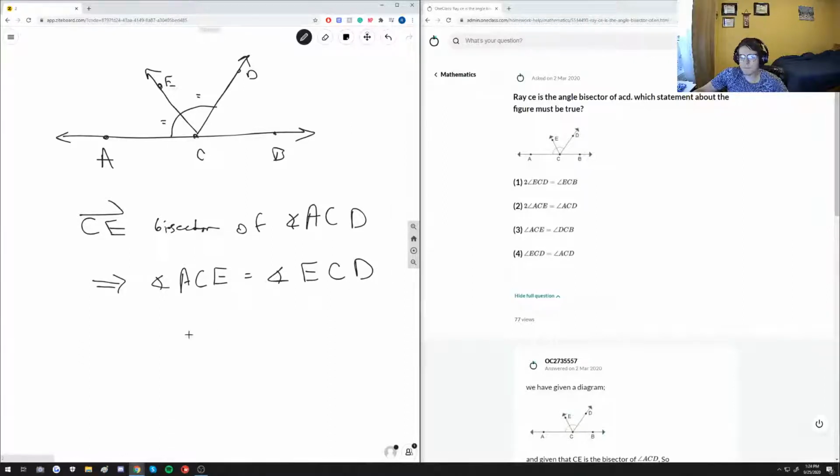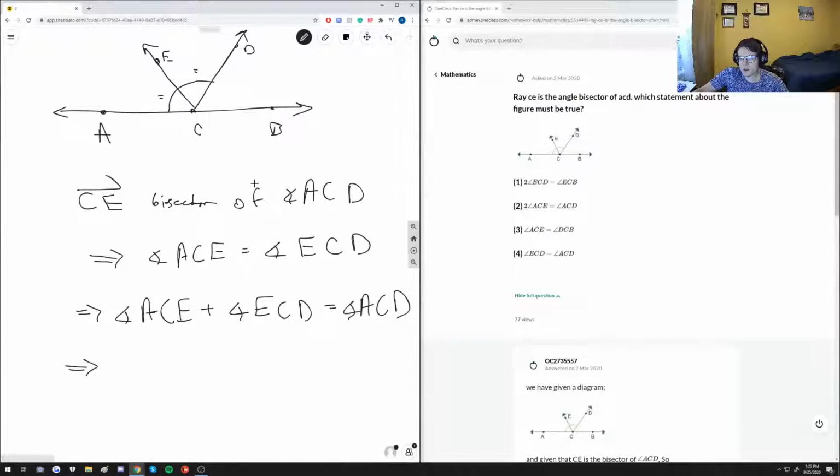Okay? Another thing that we could say is that both of these angles sum up to angle ACD, right? Because they've been bisected, now they're two parts of a whole. But we could say that when we add them together, we get the whole back. So we could say angle ACE plus angle ECD is equal to angle ACD. Okay?